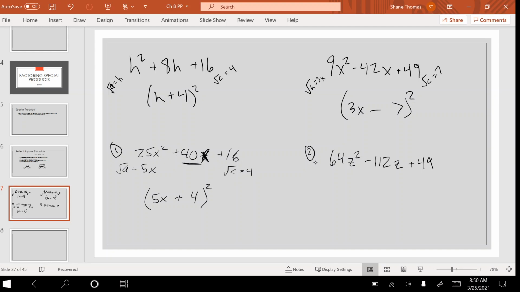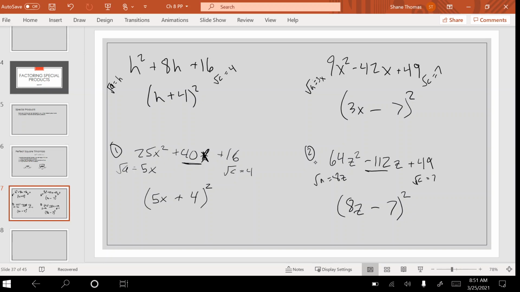Plus, squared. Done. Okay, number 2, what's the square root of a? 8z. What's the square root of c? 7. Okay, 7 times 8 is 56, times 2 is 112, so we're good. 8z, 7, plus or minus in the middle. Why is it minus?